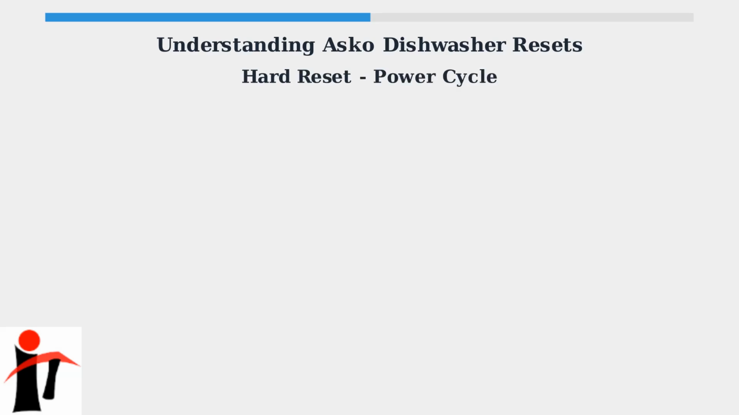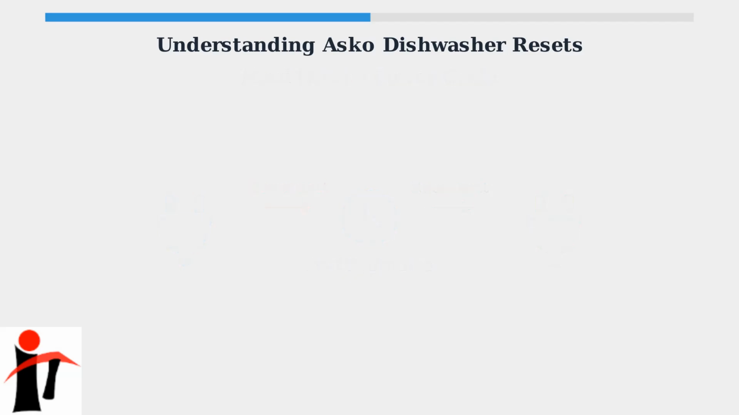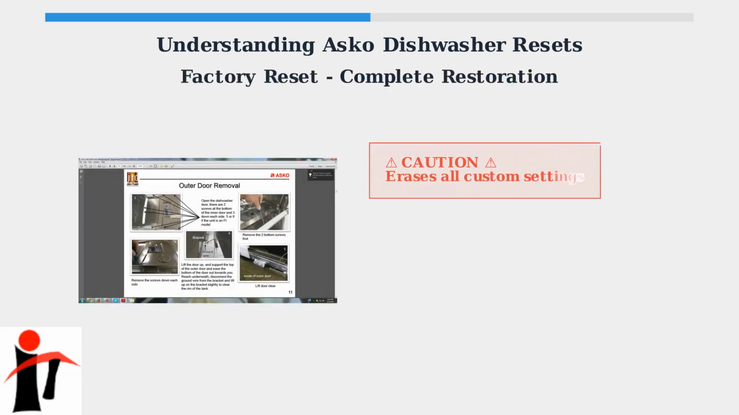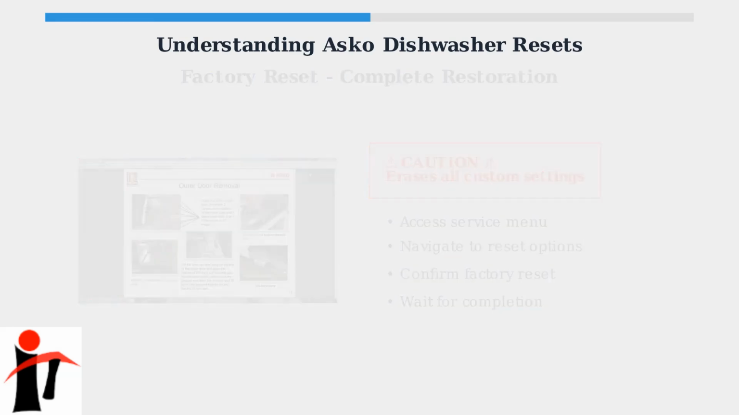The hard reset is more comprehensive and addresses persistent errors that a soft reset cannot resolve. This method completely clears all temporary settings and error states. The factory reset is the most comprehensive option, returning your dishwasher to its original factory settings. Use this method with caution, as it will erase all your custom preferences and settings.